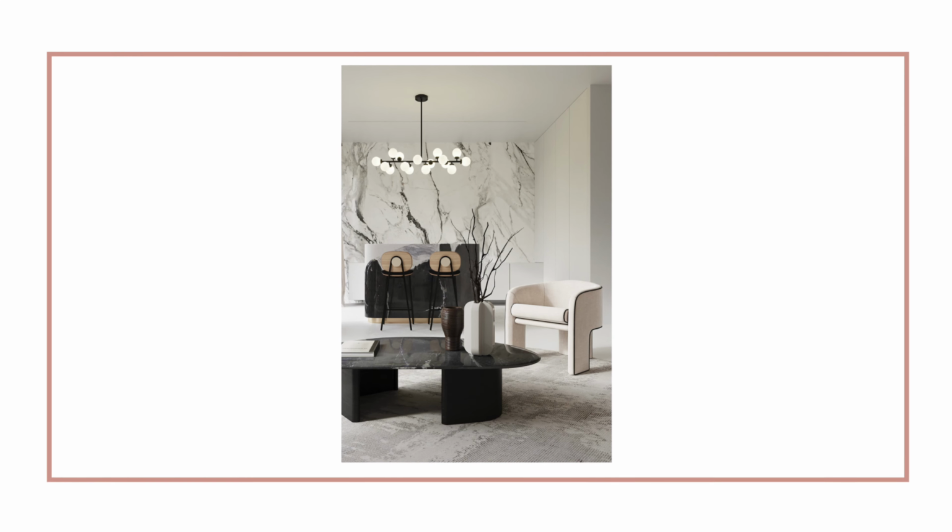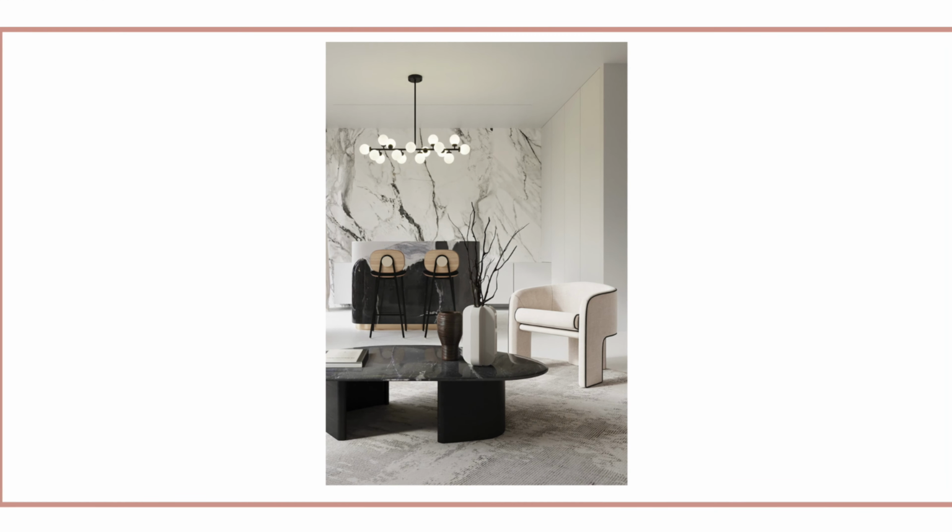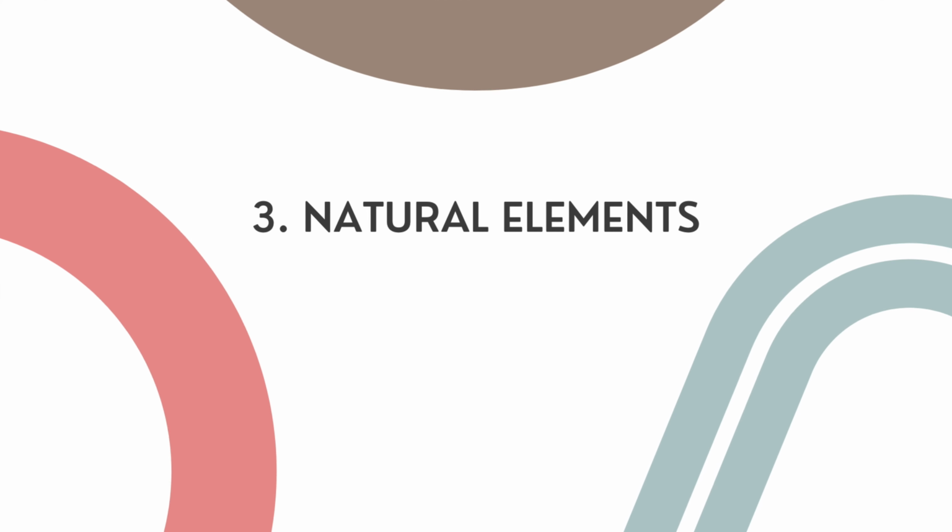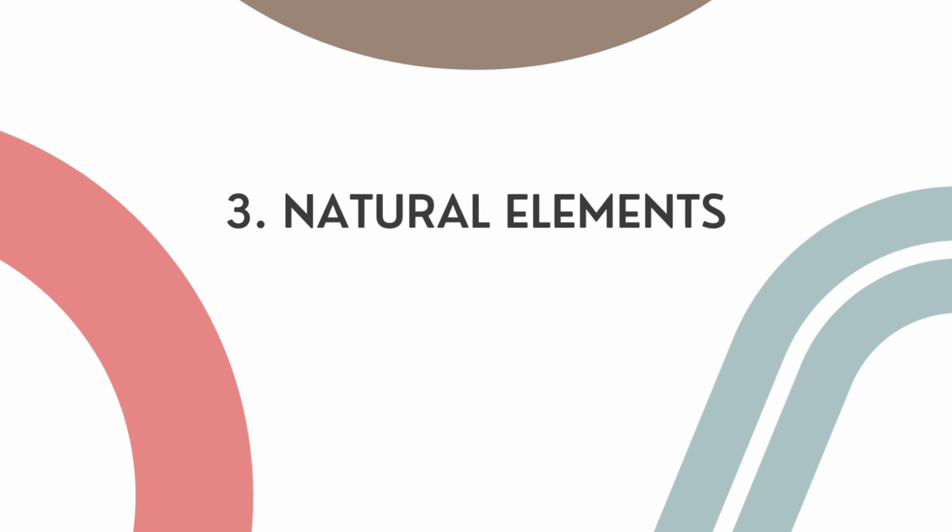3. To really hone in that minimalist look, you want to incorporate some natural elements such as rattan, wicker, wood, jute, leather, linen, concrete, bamboo, cork. I could go on, but you get the point.